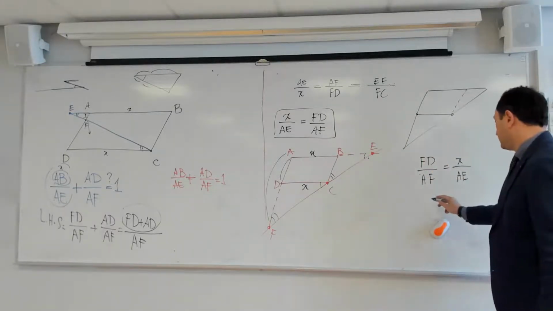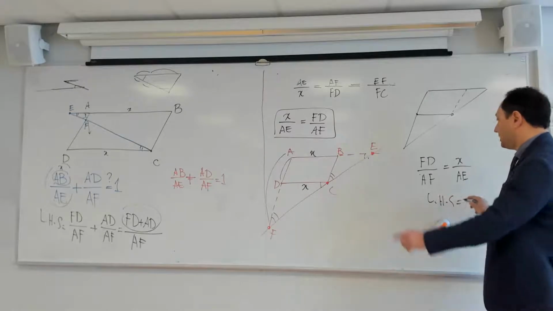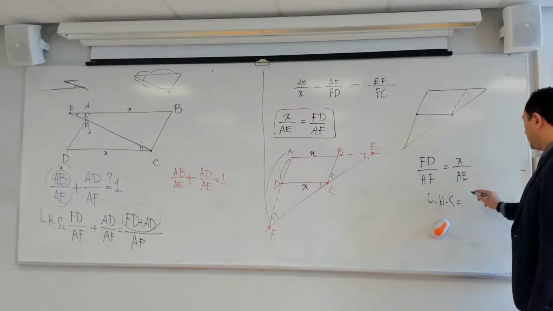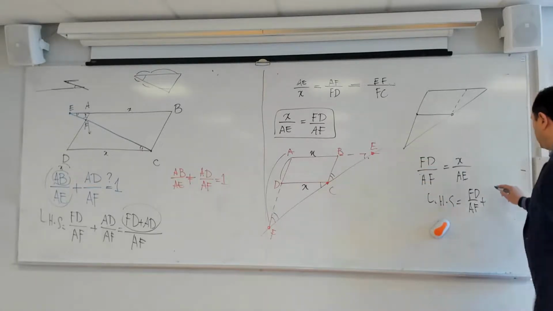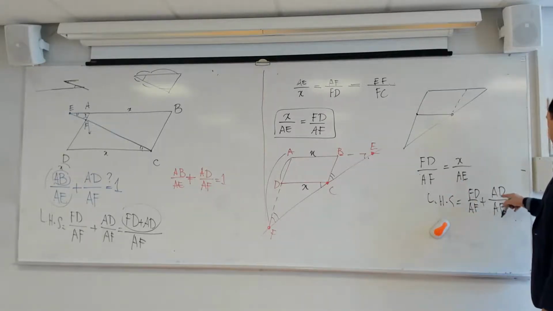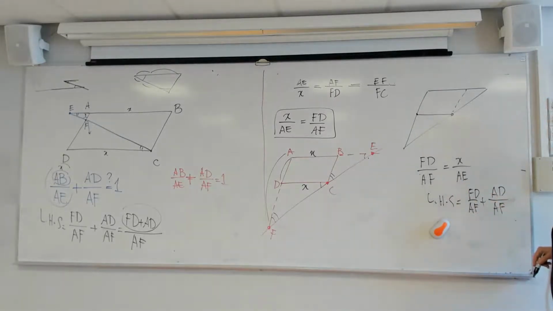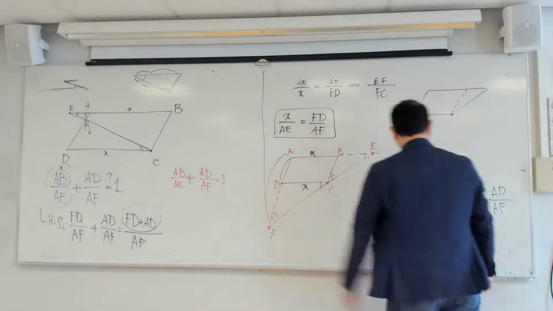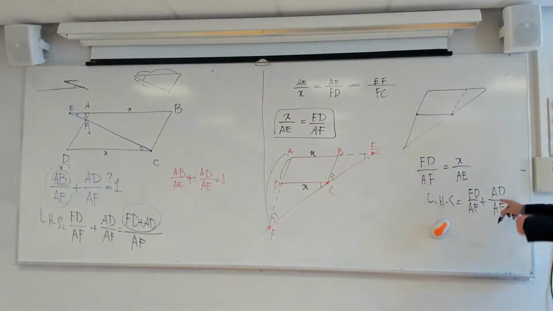So let me see if it works or not. The left-hand side becomes equal this time. Instead of AB over AE, I write FD over AF plus, and then I repeat it, AD over AF. But do you think in this picture this is correct, that this is AF again? FD plus AD. Where is it? Where is FD? Yeah. FD is here. Where is AD? Yeah, in this picture it works.